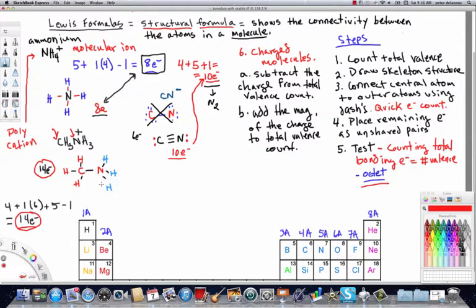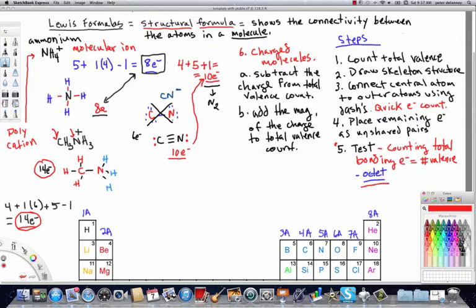Never skip that step. So we see that we've got 2, 4, 6, 8 electrons around this nitrogen, and I've got 2, 4, 6, 8 electrons around this carbon. So in fact, we have passed step number 5 here. All right, we've passed step number 5, and so this is the correct structure for this molecule.